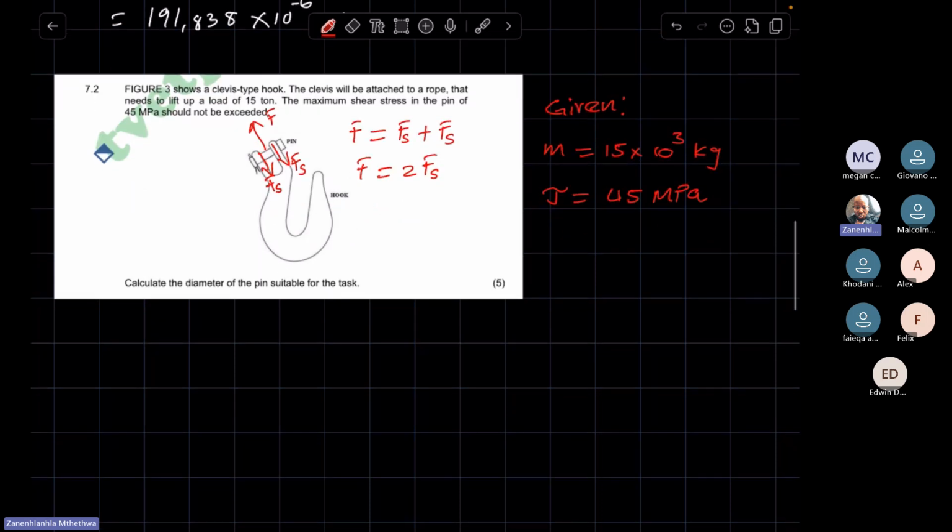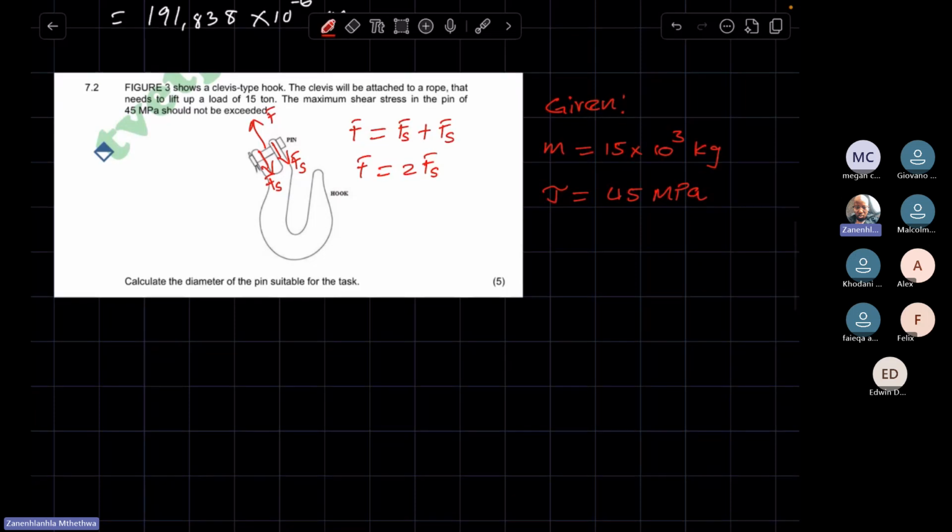Now, let us look at how we can use what we've been given. For instance, this force here. Seeing that this is in static equilibrium, the tension on the rope will be equal to the weight of the load being lifted. To get that force, we can simply say that it is equal to the mass of the load times g. The mass is 15,000. Remember that the g for engineering science is 9,8, not 9,81.